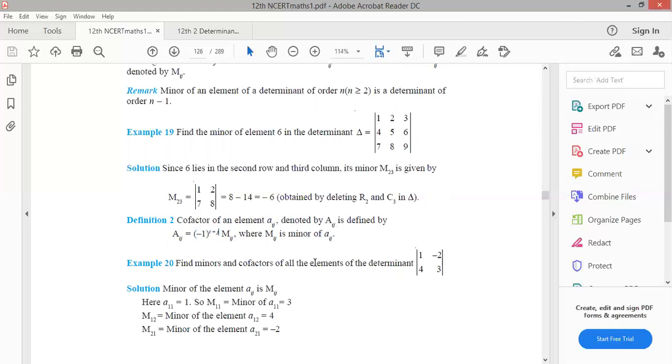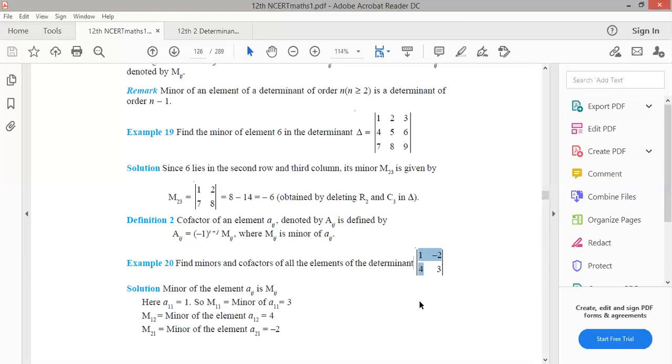For example, we have here: find the minors and cofactors of all the elements of the determinant. This is the determinant. We are supposed to find the minors and cofactors of all the elements. This is the first element and it's 1. Its position is 1, 1. It's first row and first column. So we will write A1, 1. When we write the minor, we write it like this, M1, 1. That's the minor of A1, 1. What is that? We'll delete the first row and the first column. So deleting the first row and first column, we're left with only this 3. So 3 is the minor.